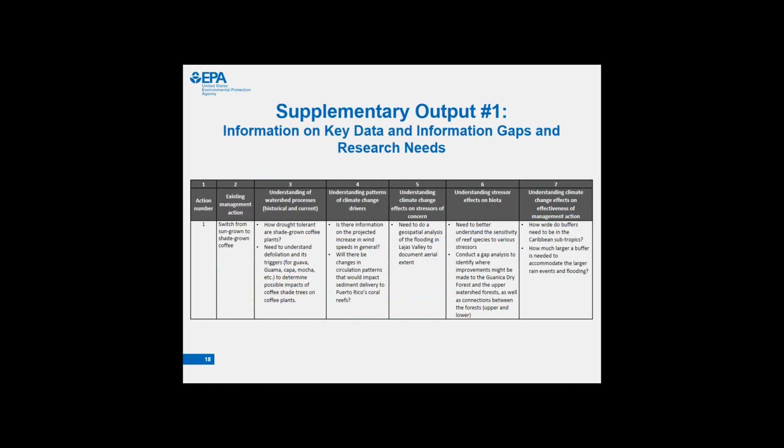If we look at this Guanica Bay example of switching from sun-grown to shade-grown coffee, because shade-grown coffee can tolerate shade, it's possible to grow it interspersed with understory plants as well as upperstory canopy plants, which then keep the soil much better stabilized. And so that makes problems with erosion and sediment runoff in particular less of a problem. So with our Guanica Bay partners, here are just some examples of questions that they wanted to make sure that they recorded for this action.